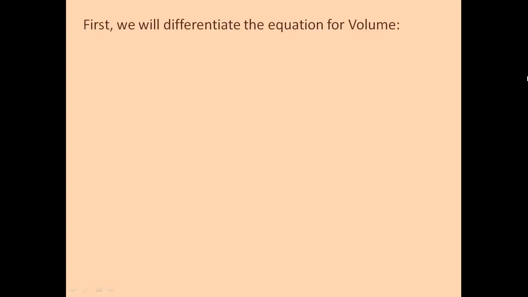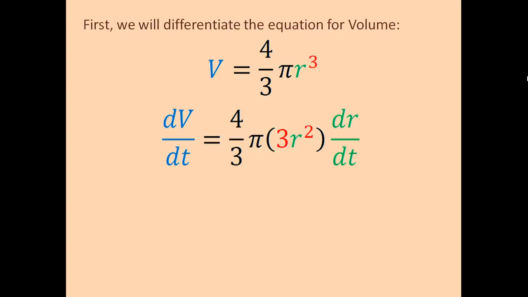First, we're going to differentiate the equation for volume, starting with V equals 4/3 pi r cubed. Of course, the derivative of V is dV/dt, and 4/3 pi stays the same since that's all constant. And now we use the power rule to find the derivative of r cubed, which is 3r squared. And then the chain rule means that we need to multiply the whole thing by dr/dt.